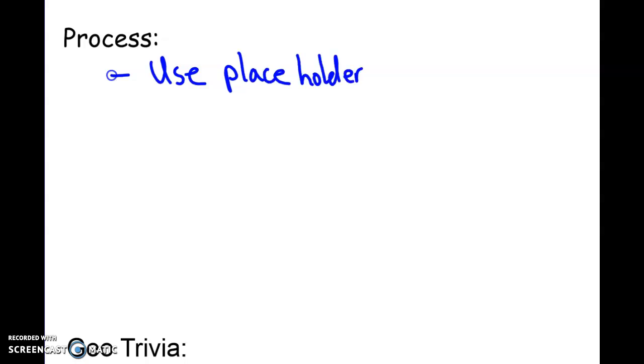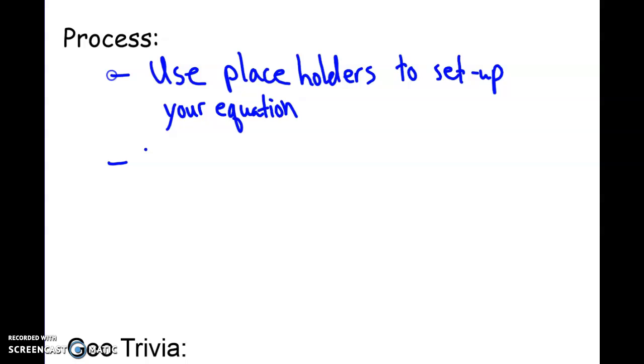So the process, this kind of falls into that category of number riddles and whatnot, is to really use placeholders as much as you can. Placeholders are great for organizing everything and setting up the equation. So use placeholders to set up your equation. After you've set up the equation, it's just about solving it. So then solve the equation.